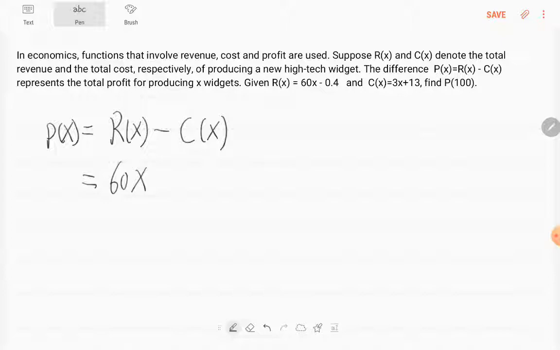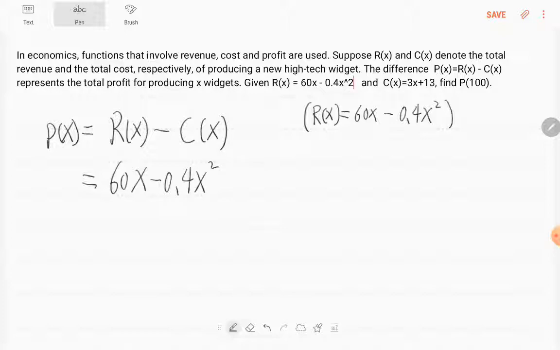Sorry, there is a mistake because of the copy problem. R of x should be equal to 60x minus 0.4x squared. You can see this function in the in-class worksheets. All our problems are from the in-class worksheets, so you can check the problem there. So this is the minus 0.4x squared. Then minus C of x. C of x is 3x plus 13.